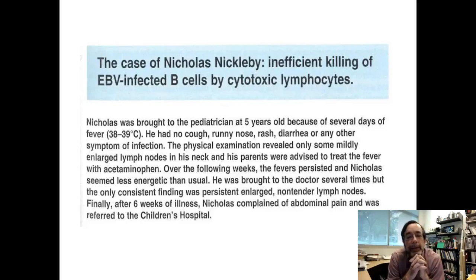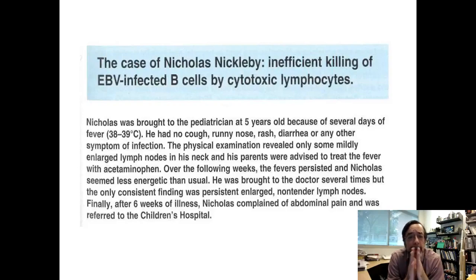So the case study is Nicholas Nickleby. I believe this is a pseudonym because it's a famous name from a Charles Dickens book. But what matters for us is it's the name we're going to use for this case. There's an EBV infection, and you see that there's inefficient killing of the B cells by the cytotoxic lymphocytes and NK cell receptors as well.